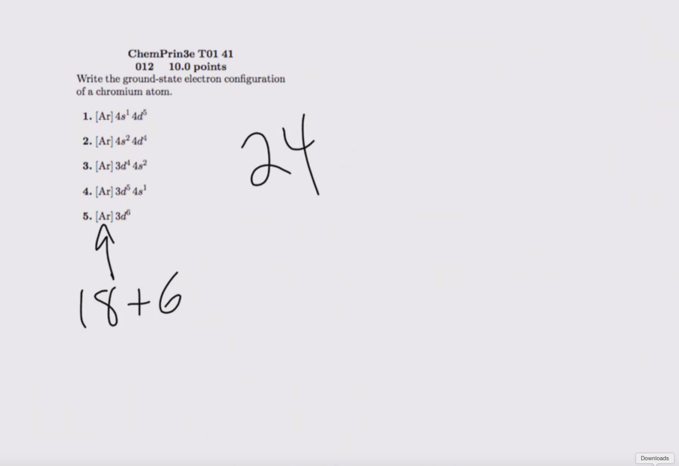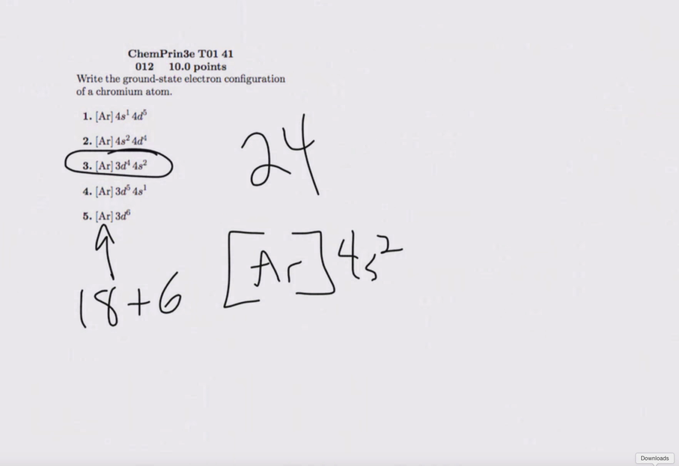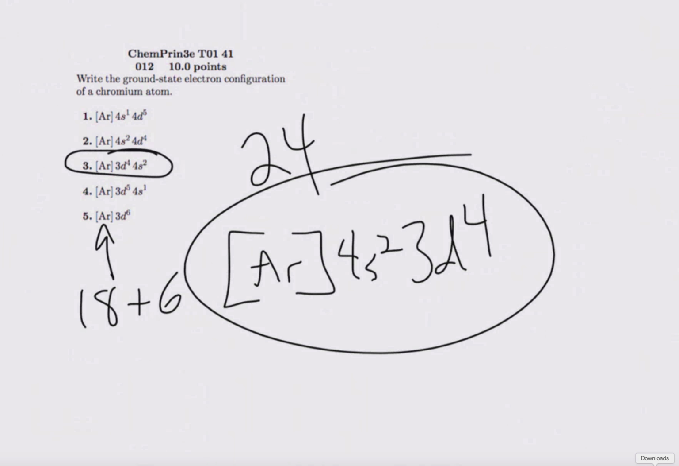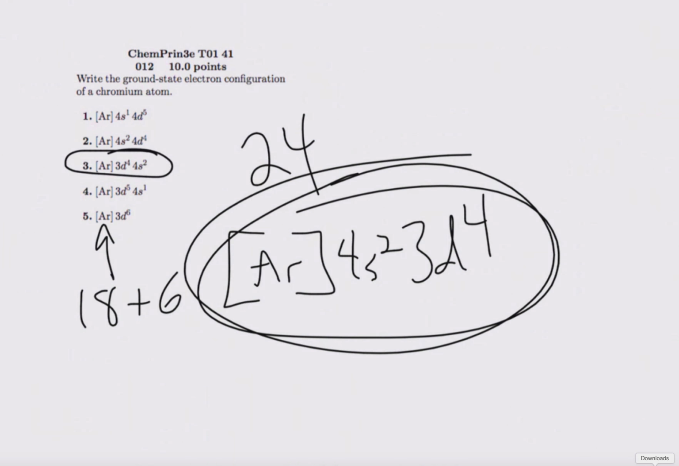Now, this is not necessarily the way that we would teach it, or the way that we have taught it is effectively this answer right here. And we would actually write it as argon 4s2 3d4. So this would be the answer that you'd be looking at on the final, but this is how I would expect you to write it if I was asking you the question on the final.